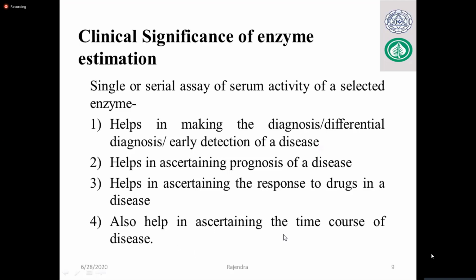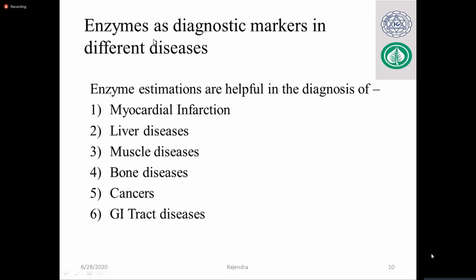Also help in ascertaining the time course of the disease. Yes, sometimes you have seen that a patient is asked to take an antibiotic for 5 days. And if that is not cured, the doctor adds 2 days more, or sometimes goes for 2 weeks or 3 weeks, depending on the severity. That means the course of disease is also identified with the help of these biochemical markers, particularly the enzymes. Yes, enzymes are diagnostic markers in different diseases.